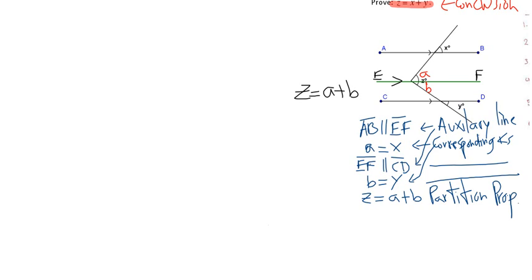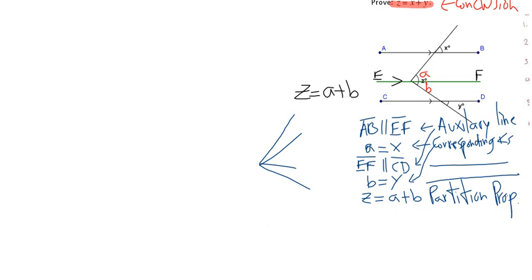The partition property just says that if you have a big angle that is divided into parts, that big angle should be equal to the sum of the parts. And that's what we have over here. The big angle Z is divided into A and B. So the big angle Z should be equal to the sum of the parts. So Z is equal to A plus B. That is the partition property. The sum of the parts make up the entire angle.